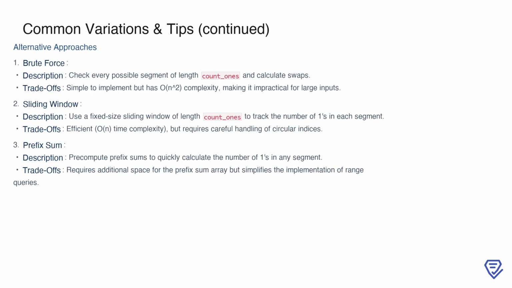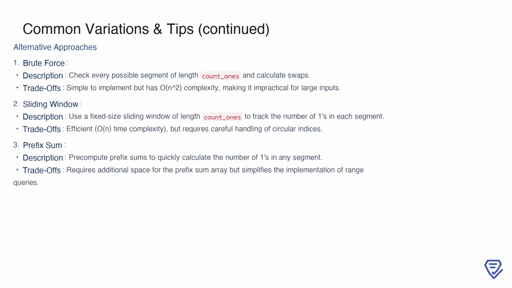To wrap up, let's briefly discuss some alternative approaches to solving this problem. The brute force method involves checking every possible segment of length equal to the number of ones in the array and calculating the number of swaps needed for each segment. While this approach is simple to implement, it has a time complexity of O(n²), making it impractical for large inputs.